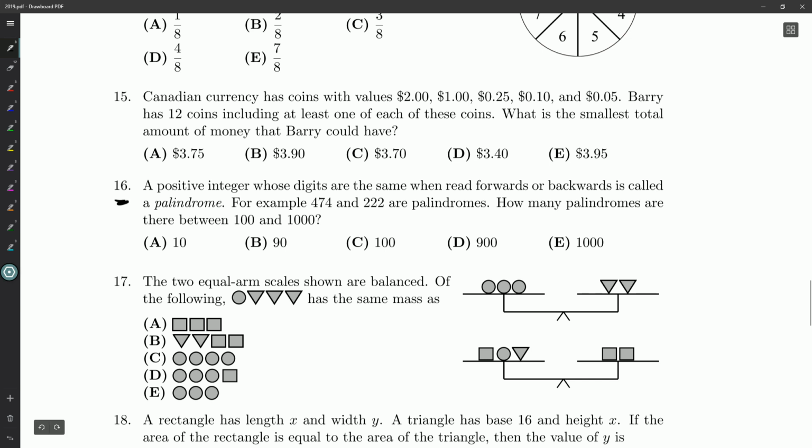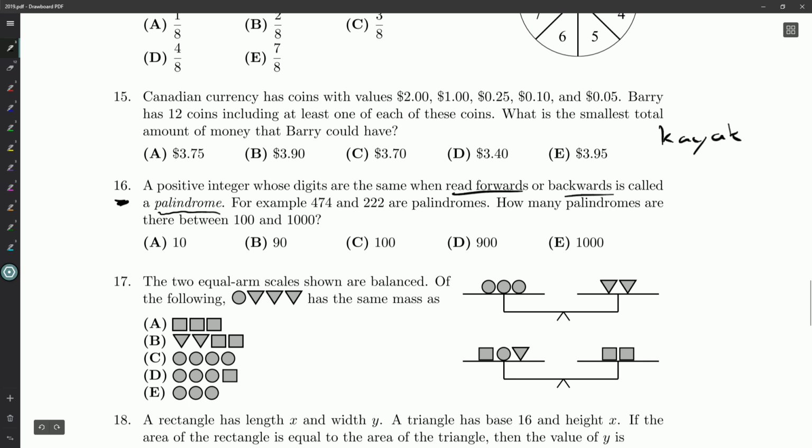In this video, we're looking at question 16 on our grade 7 Gauss paper: a positive integer whose digits are the same when read forwards or backwards is called a palindrome. Yeah, this is a nice concept. You don't just get it with numbers. Something like kayak is read the same backwards and forwards, so that's also a palindrome.